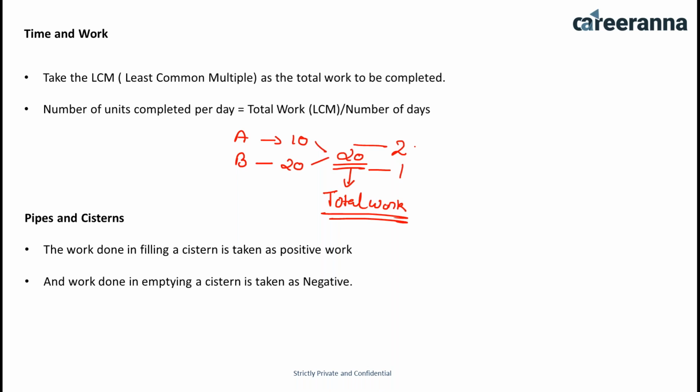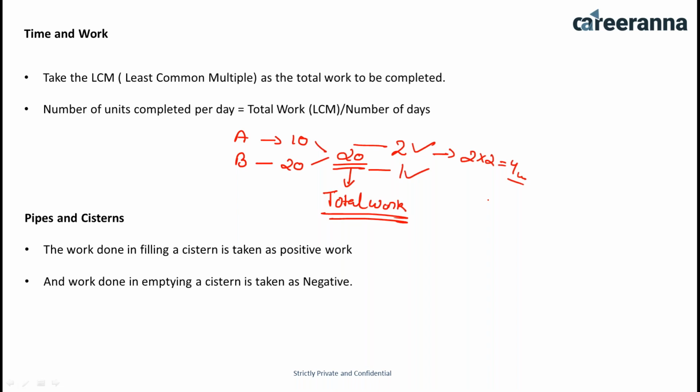Now this is the total work, and now you know the efficiency. If the question says that A is working for 2 days, you can easily calculate that in 1 day A completes 2 units of work. So in 2 days A is going to complete 2 into 2, that is 4 units of work, and so on. Everything is dependent on what the question is saying, and then you can easily solve it. This is the method that we call the LCM method.